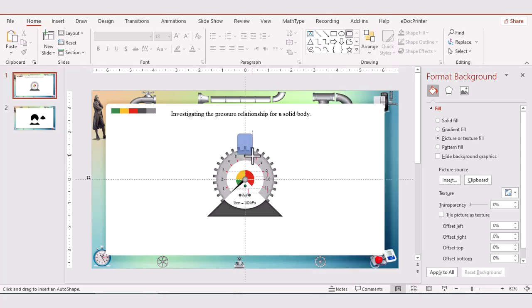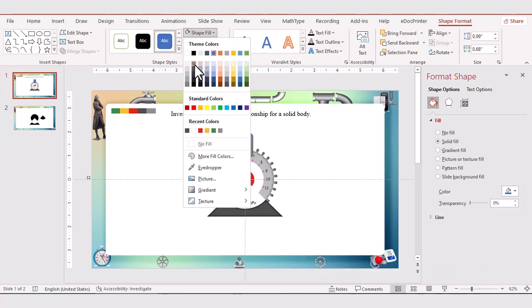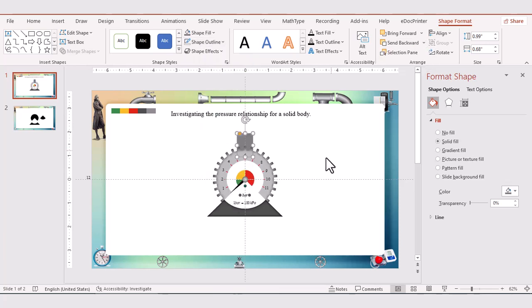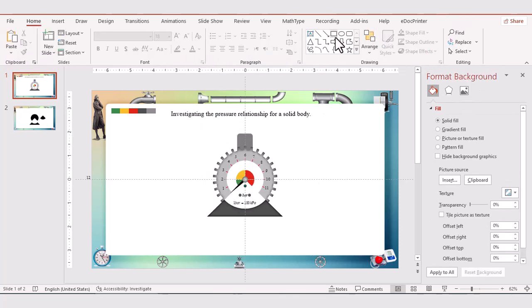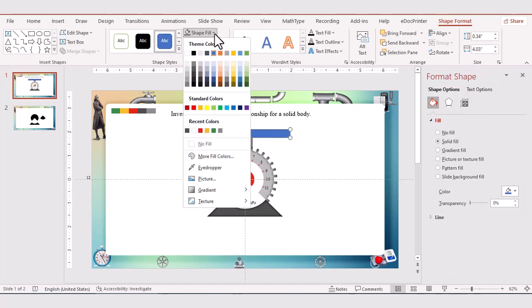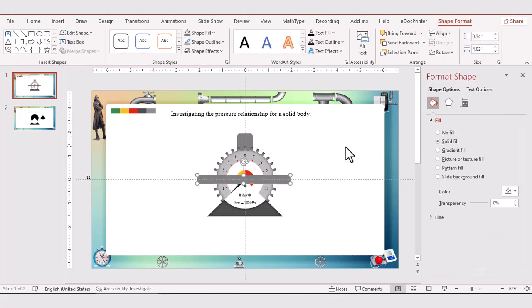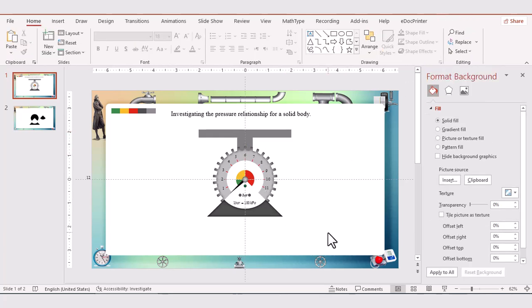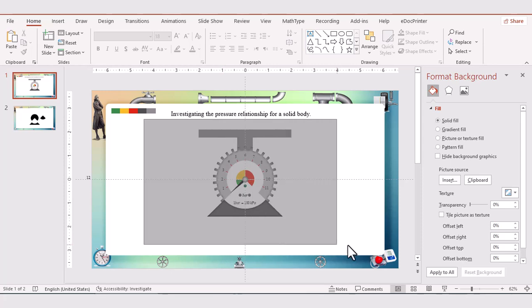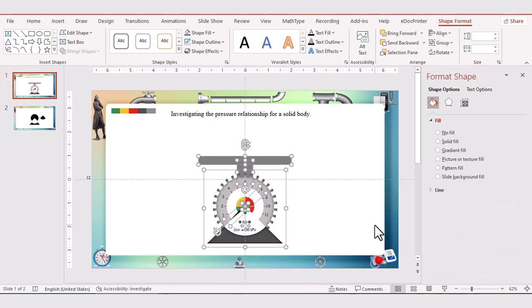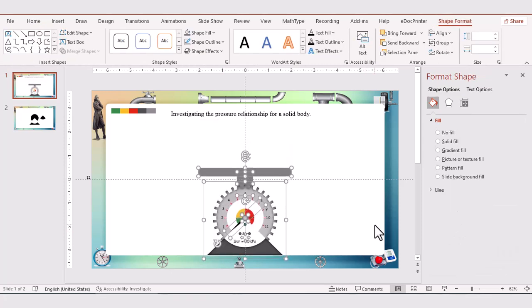Now we complete our pressure gauge with two rectangles. Select the whole shape and move it to the bottom of the slide.